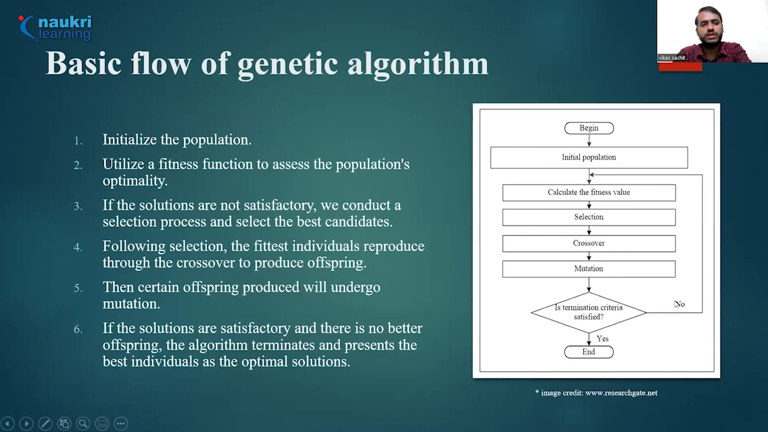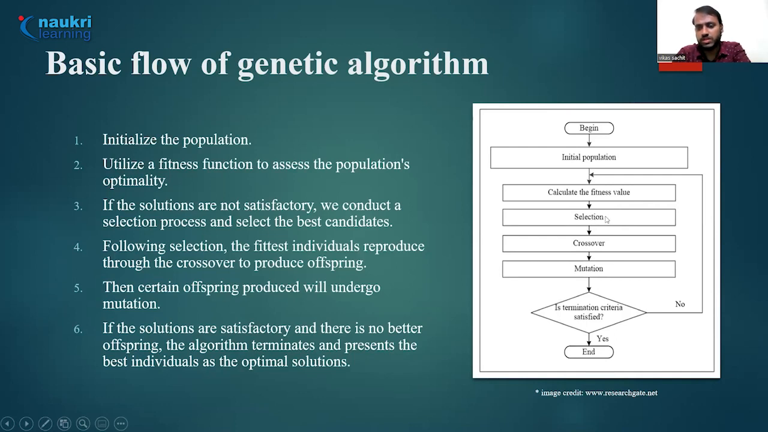So now let us head to the basic flow of a genetic algorithm, how it works generally. Here I have written the same steps, so I will explain it in the figure. First we begin, then we initialize the population. After initializing, we will calculate the fitness value. One fitness score will come. Based on the score, we will select the one having the highest score, based on roulette wheel selection and other methods.